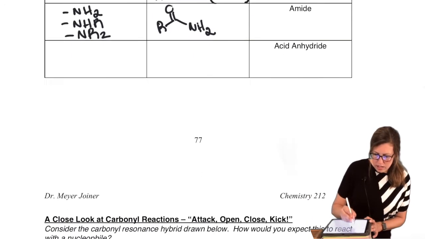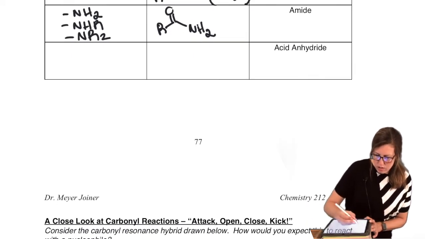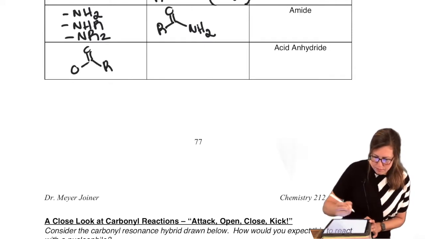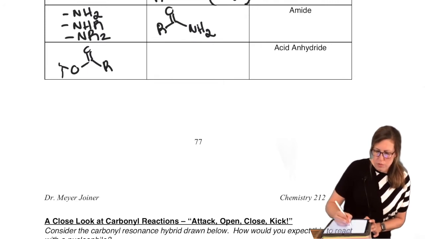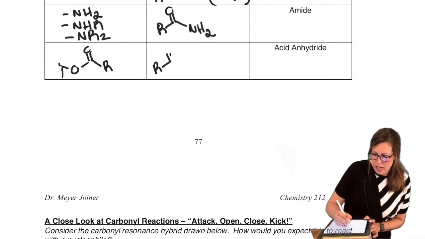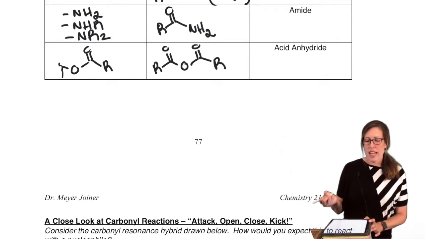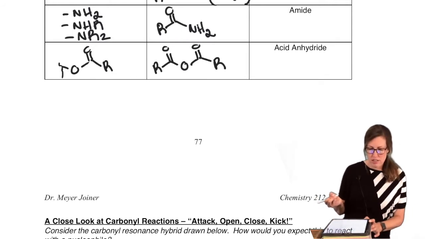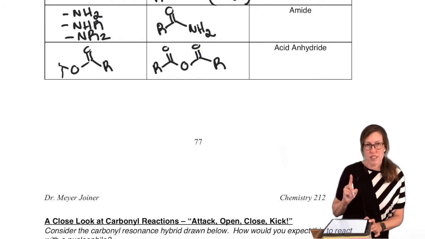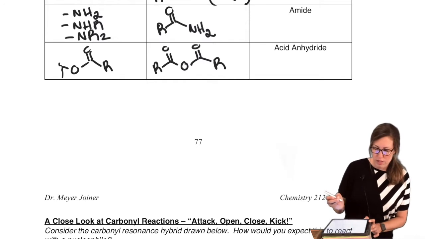And finally, the bigger one that's a little harder to remember: what if we have an ester actually attached there? So when we have our carbonyl and then on the other side an O joins another carbonyl, this is called an acid anhydride. And there's a reason for that. We're going to actually show soon how this reaction forms.